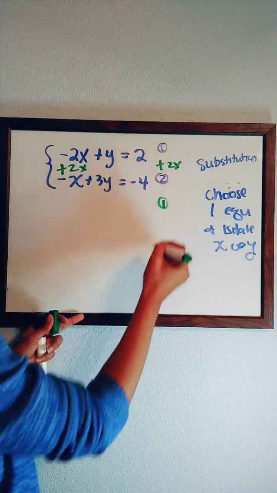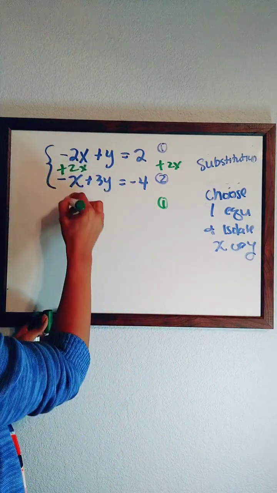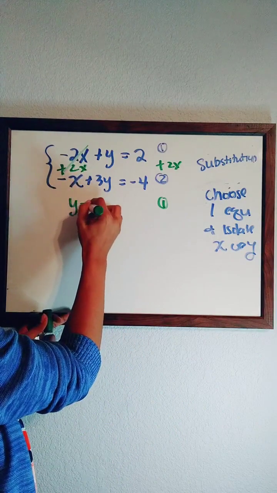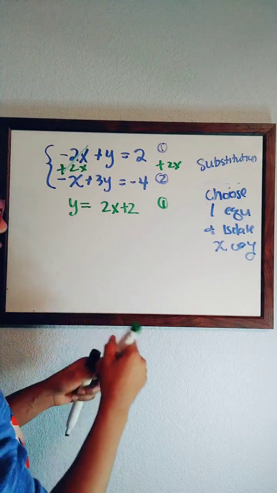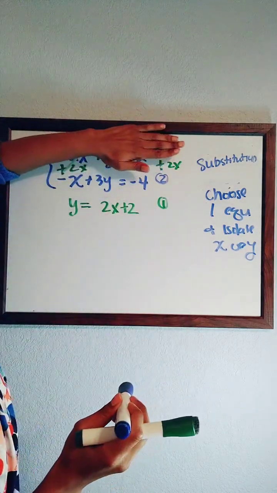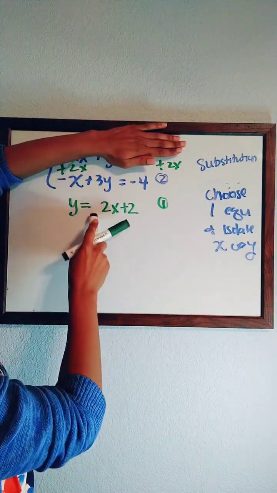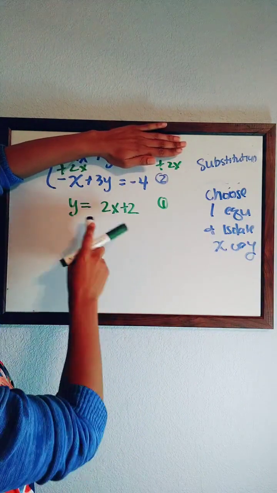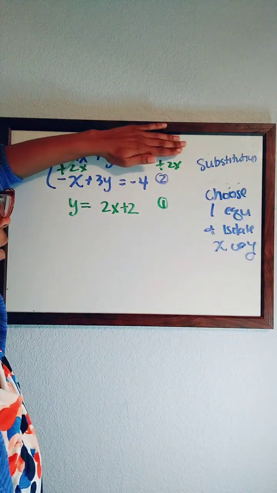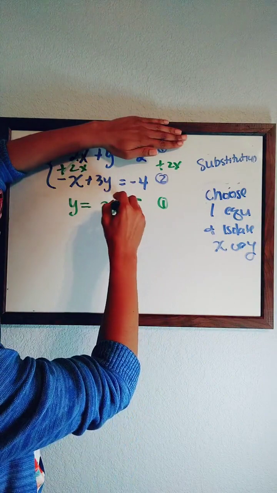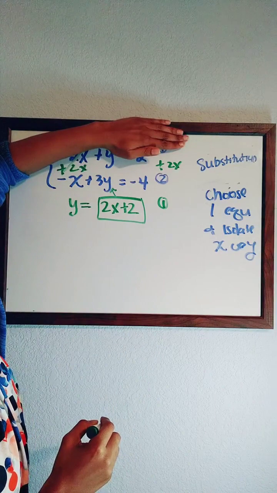And now I have a new equation number 1. Okay, so my new equation for number 1 is going to be y is equal to 2x plus 2. So my number one equation is no longer here. I mean, it is, but I'm not messing with it right now. I'm going to use these two. Now that I've isolated this variable, it says that y is equal to 2x plus 2. So I'm going to take all this information and substitute it into equation number 2.